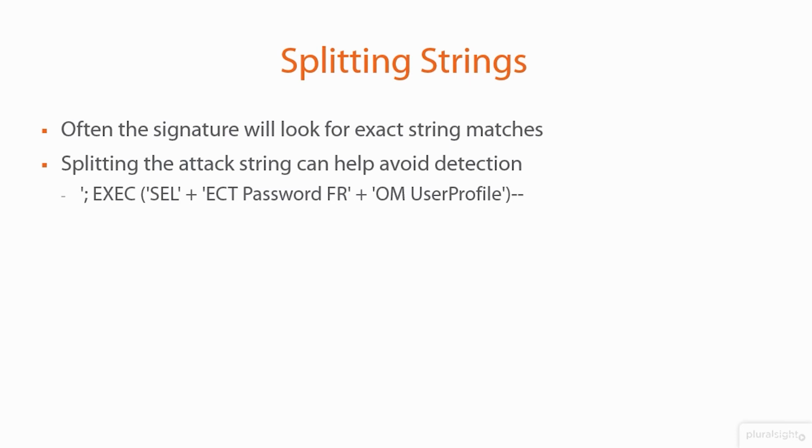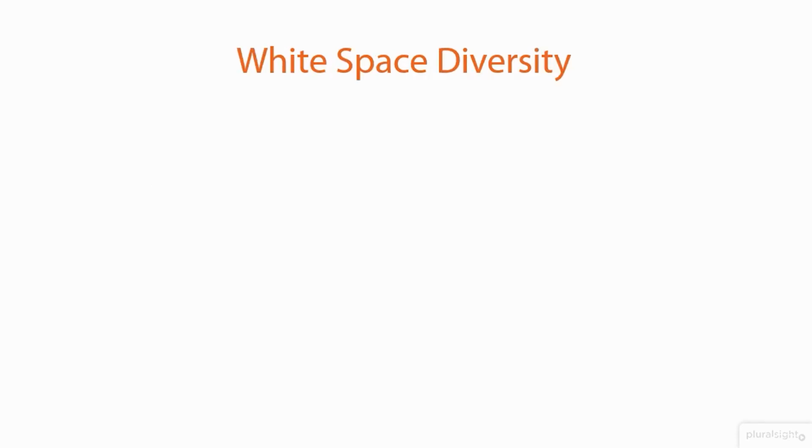Let's go and look at another very common evasion technique, which is using diversity in the whitespace characters. Whitespace diversity is a pretty common way of evading SQL injection defenses. And really what we're talking about here is how can we replace something like a space, which the signature is looking for, and change it to something else which the signature is not looking for.